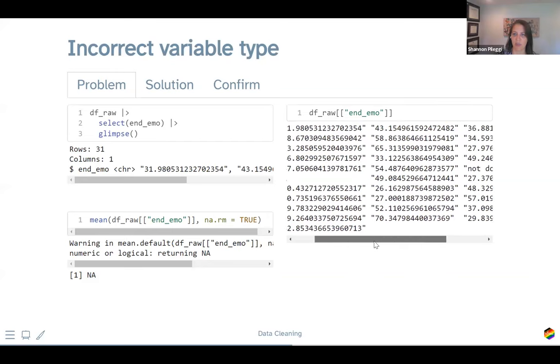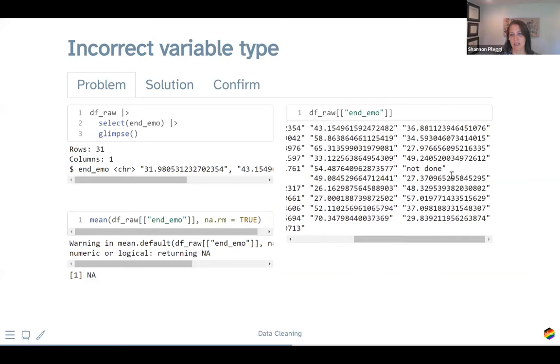So this is all of them just printed out. And you can see here, one of them was coded as not done, which is why it actually imported as a character, even though these values look numeric. One person, I believe, okay. And so that's the problem. That's what happened in our data.